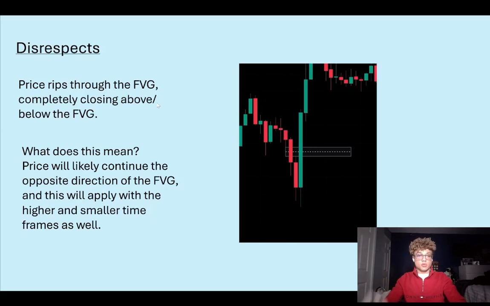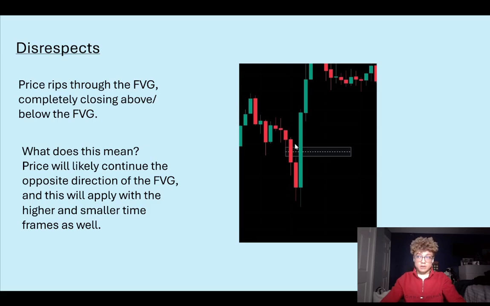So this is when price rips through the fair value gap, completely closing above or below. So this is an example of a bearish fair value gap getting disrespected. So obviously this means price will likely continue in the opposite direction of the fair value gap. And this will apply with the higher time frames and smaller time frames as well. I think when price taps into and respects fair value gaps on the smaller time frames, it doesn't apply quite as well. But when price disrespects, I do see quite often that it continues. So obviously we have a very strong close above this fair value gap.